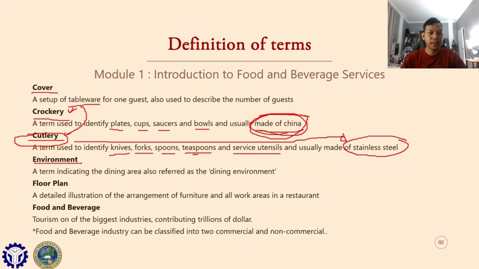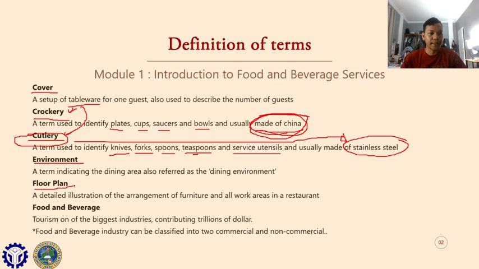Next is environment. The environment is a term indicating the dining area, also referred to as the dining environment, the place of the dining area. For example, as you can observe, if you visit Miyamori in Kandihay, they change the environment of their dining area depending on the season. For example, this coming Valentine's Day, they have set up a theme concerning Valentine's Day. They put hearts and many more.